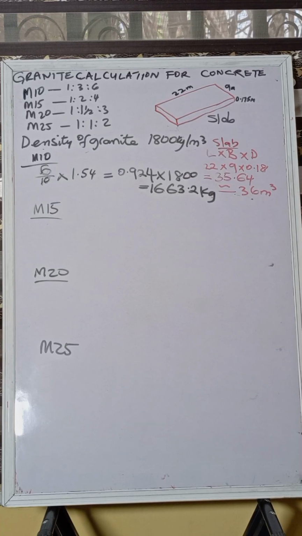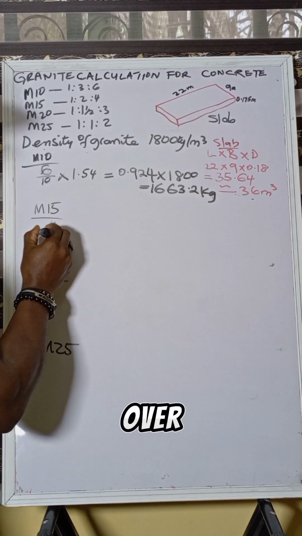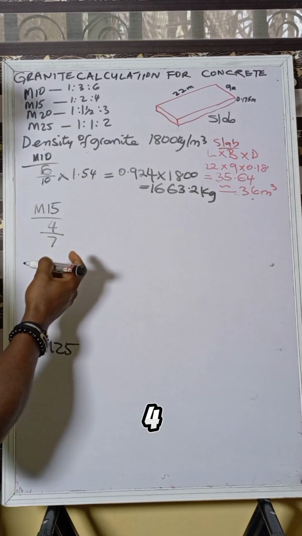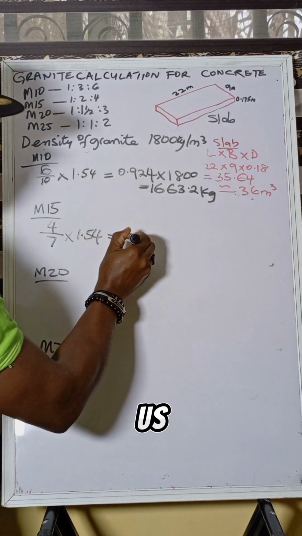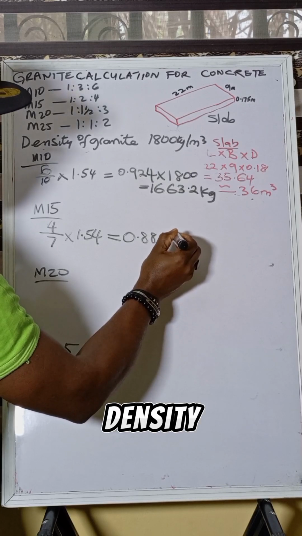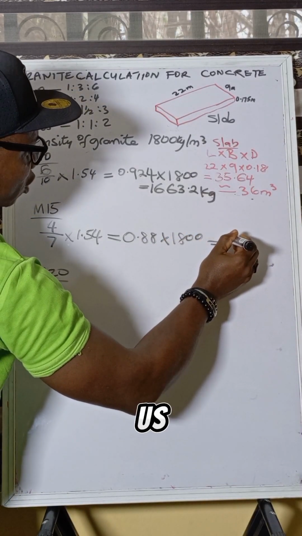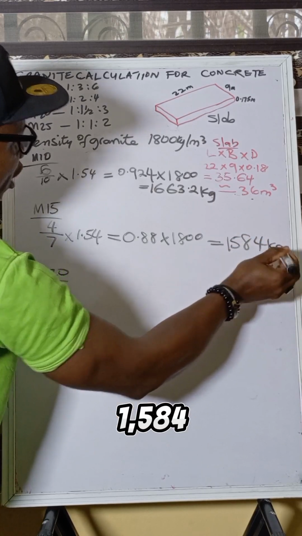For M15, it will be 4 over 7, which is 1 plus 2 plus 4 is 7, multiplied by 1.54. So this will give us 0.88. We multiply this by the density, which is 1,800. It will give us 1,584 kg.